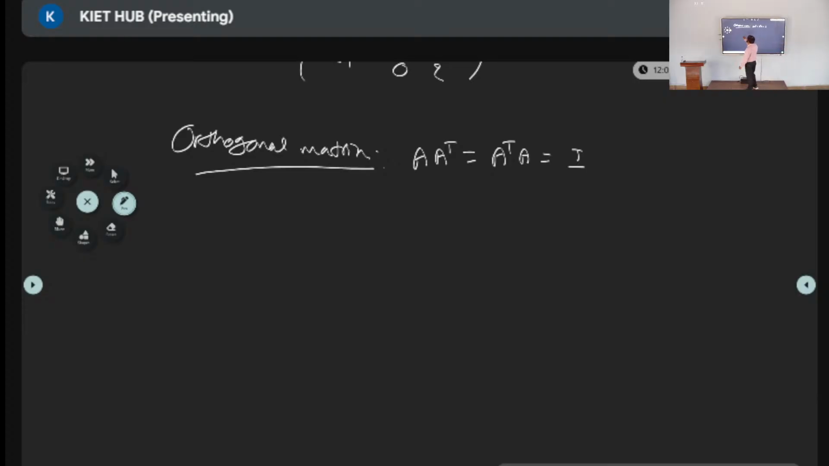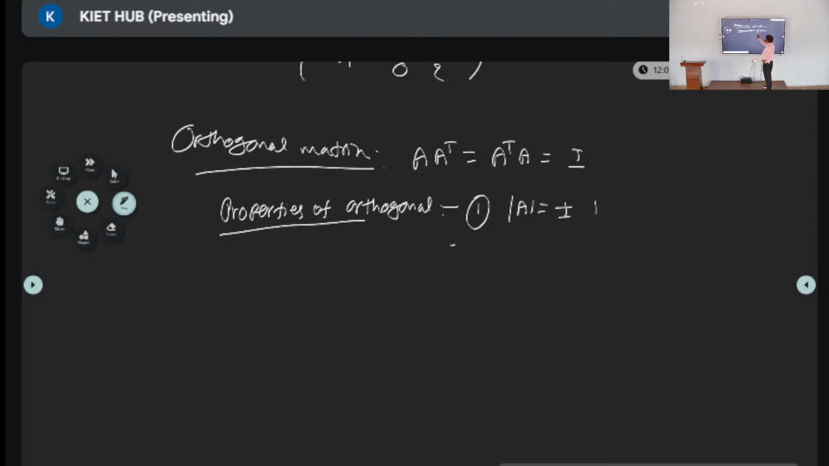And what are the properties of orthogonal matrix? What are the different properties of orthogonal matrix? First one is determinant of orthogonal matrix is plus or minus 1. Second is what? A inverse is equal to A transpose. These are the two properties. Both properties are very important. Condition, two properties, all are important.